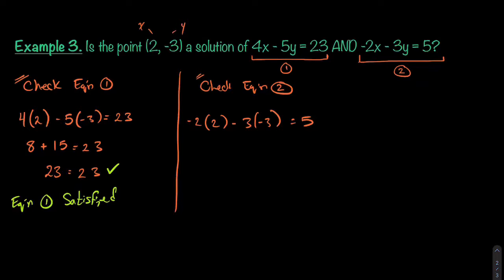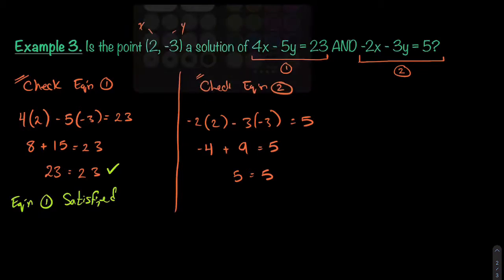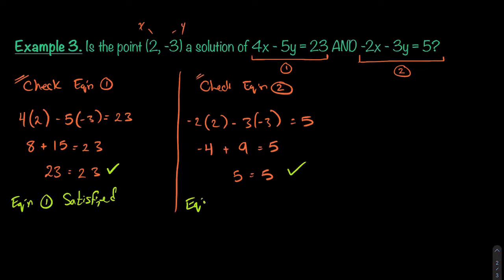We're checking our other equation here. And same thing. Negative 2 times 2, that's just negative 4. Negative 3 times negative 3, well, that's just positive 9, right? Negative 4 plus 9, or 9 minus 4, whichever way you want to look at it. Well, hey, that's 5. 5 equals 5, and we're happy. Equation 2 is satisfied.